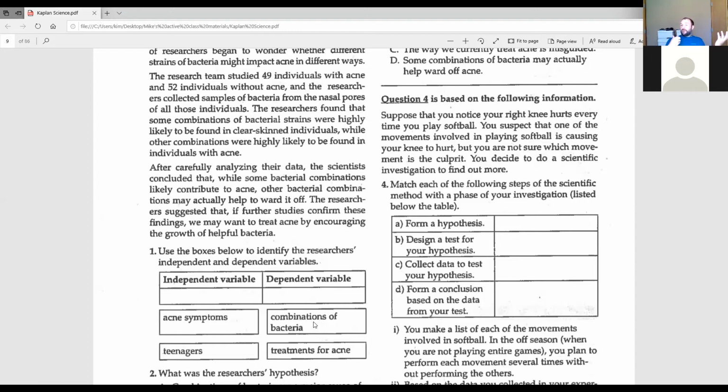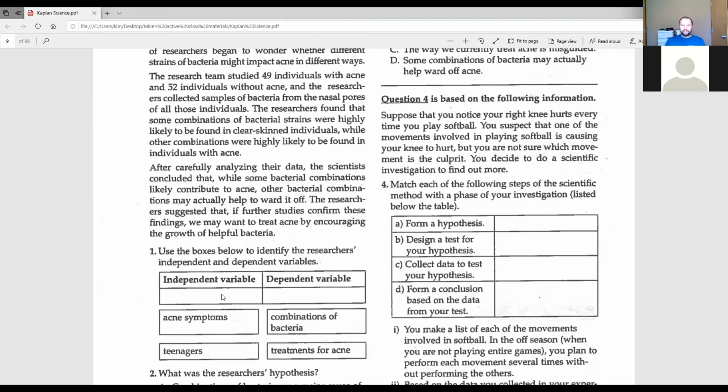So what do you think the independent variable is? What do these researchers think is impacting whether people have acne or not? Would the right answer be teenagers, combinations of bacteria, or treatments for acne, right? These researchers believe that combinations of bacteria are what lead to people having acne. So acne symptoms goes here. The independent variable in this example would be combinations of bacteria. Sorry, I got jumbled around. Okay? But hopefully that makes sense.